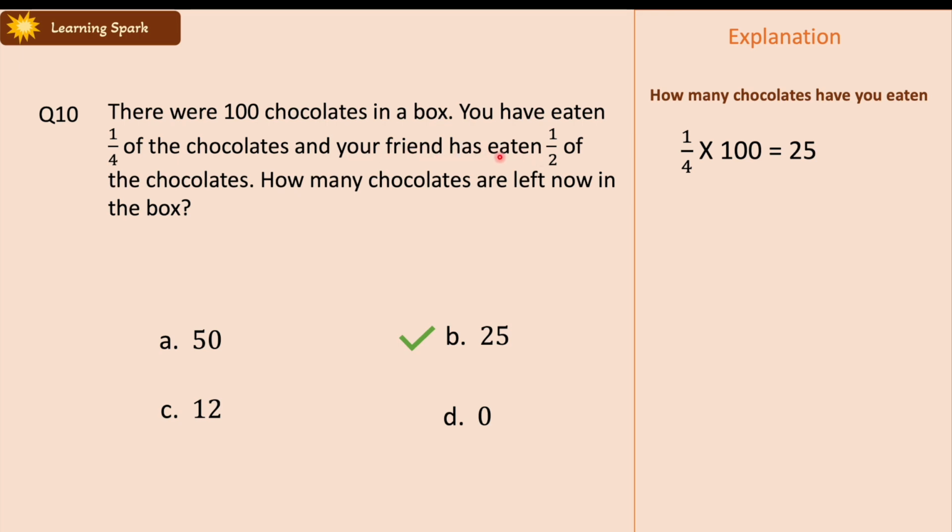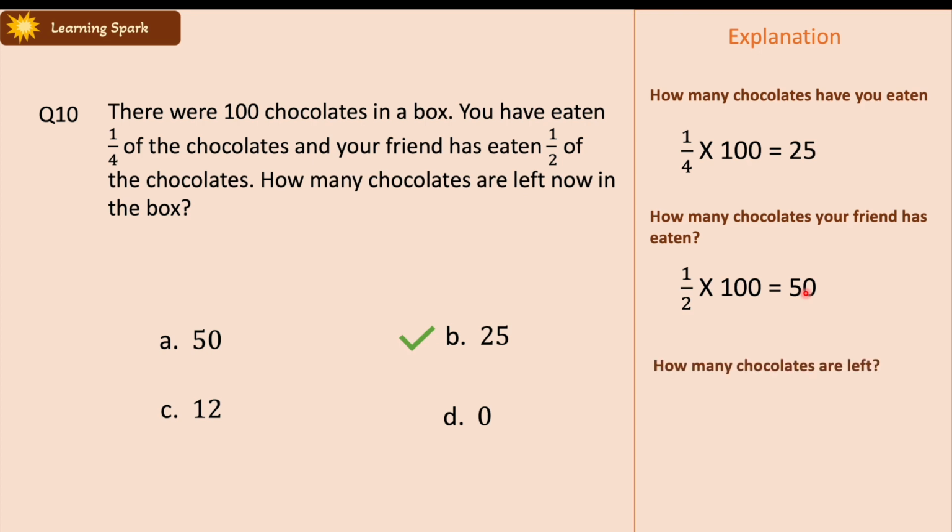Now how many has your friend eaten? Let's see. Half into 100, which is 50, right? Because 100 by 2. So total how many has been already eaten? 50 plus 25, right? Which is 75. So how many will be left? 100 minus 50 minus 25. Both you have to subtract from 100, or you can subtract 75 also, and you get 25 as an answer, right? So 25 is the right answer.